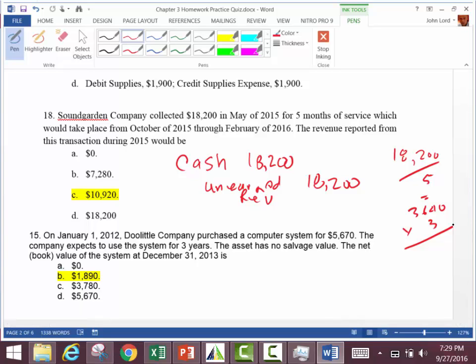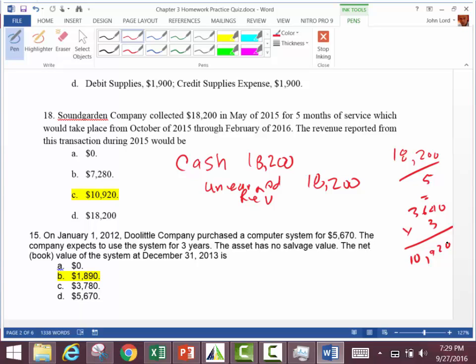Equals 10,920. Nice. Good. Now, show me the journal entry for that 10,920. So we're going to do the journal entry at the end of the year, December 31st. Assume we didn't do anything.